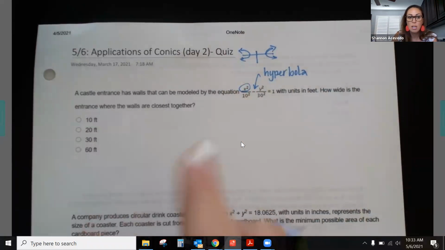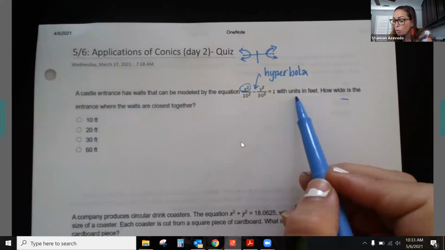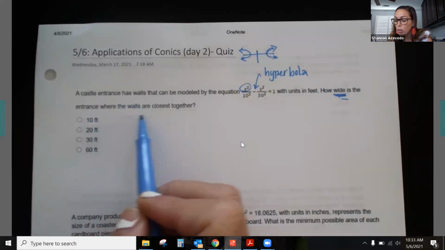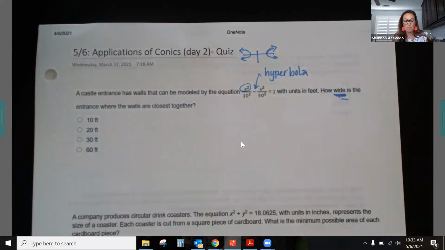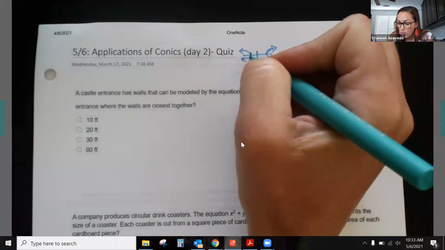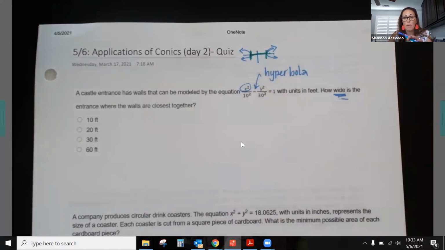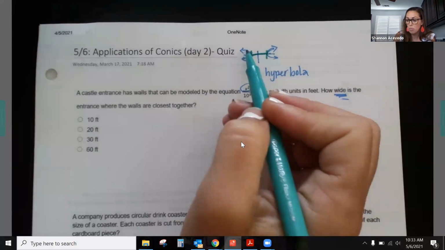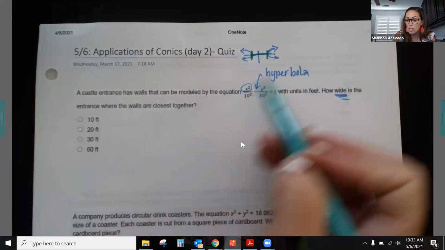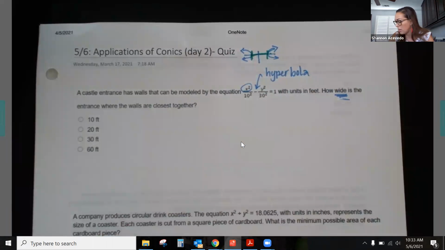Okay, so it says a castle entrance has walls that can be modeled by this equation with units in feet. How wide is the entrance where the walls are closest together? Okay, so if this is going to model the walls, I want to know how wide this is. From here's going to represent where one wall is going, here's going to represent where another wall is going. So how wide is the entrance? So they're saying that this right here would be our entrance. So I'm going to kind of redraw this down here.